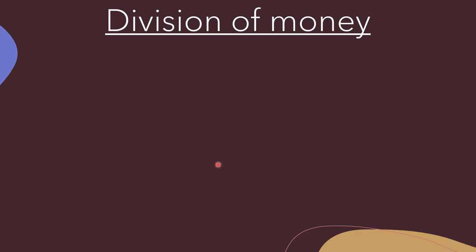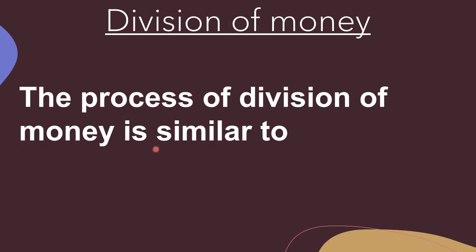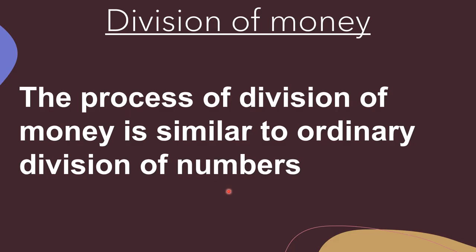Now we will learn about division of money. Beta, the process of division of money is similar to ordinary division of numbers, which we have already learned. Only the difference is that there are rupees and paise. So let's see how.